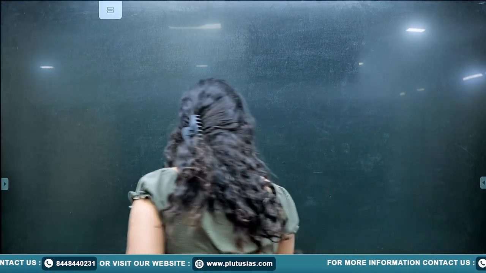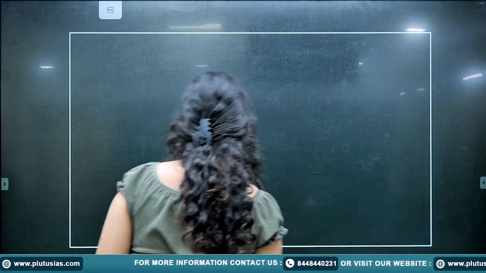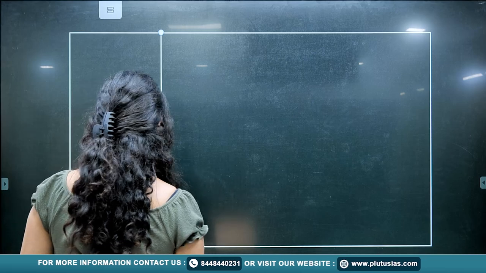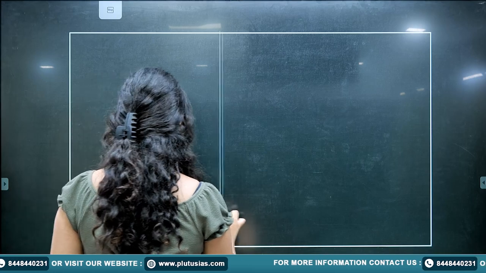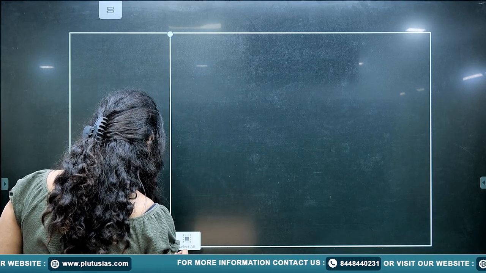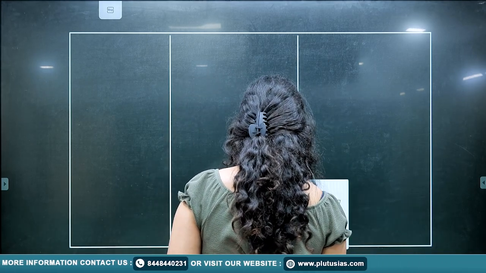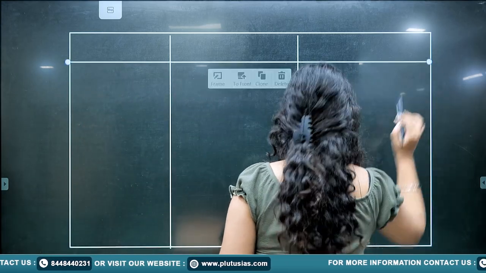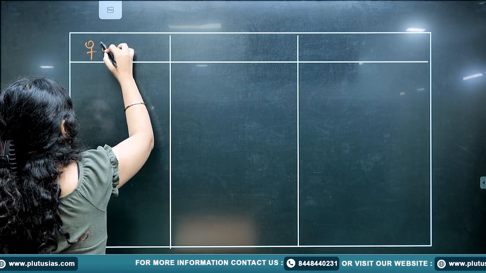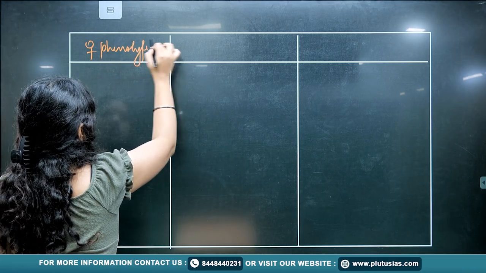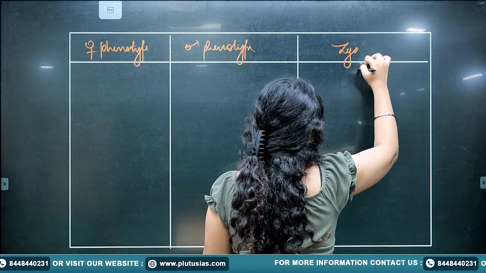Okay, so you can make the table here also. You can make the table also like this. You can write here about the male. Wait, I'll draw another one. Okay, this is female, female's phenotype, male's phenotype and zygote or new plant.